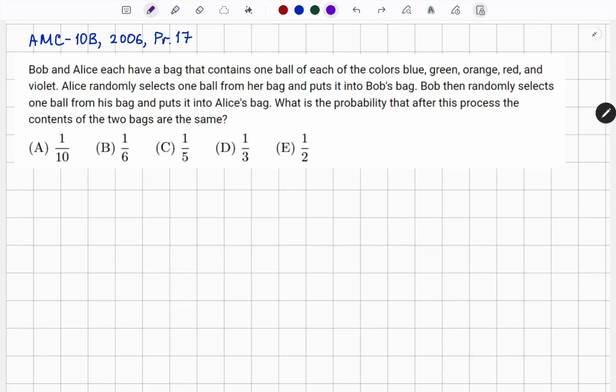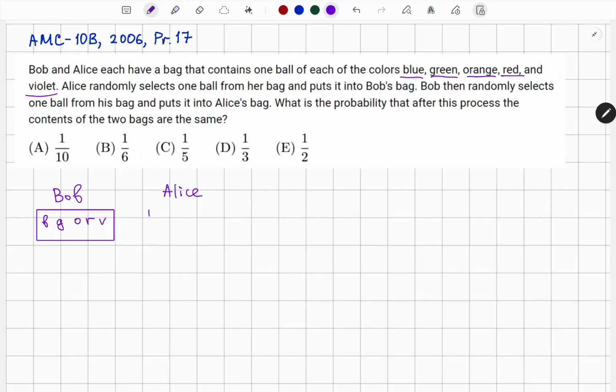So the next problem is from AMC-10B 2006, problem 17. Bob and Alice each have a bag that contains one ball of each of the colors blue, green, orange, red, and violet. 1, 2, 3, 4, 5. Okay, 5. Bob. So let's draw a box with blue, green, orange, red, and violet. So there are 5 colors.